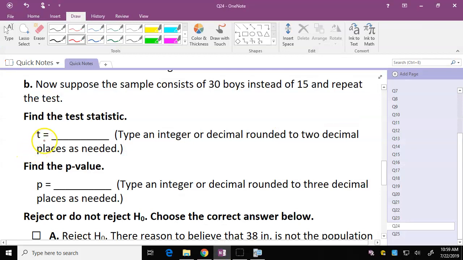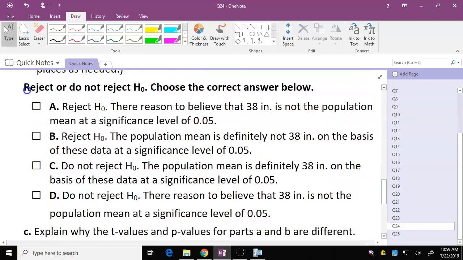So what was our t-stat again? Negative 0.91. And our p-value was 0.369. So some of the question bled onto the back of this. So based off of that information, do we reject or not reject? Do not reject. So that means it's C or D. Which one is it? D?